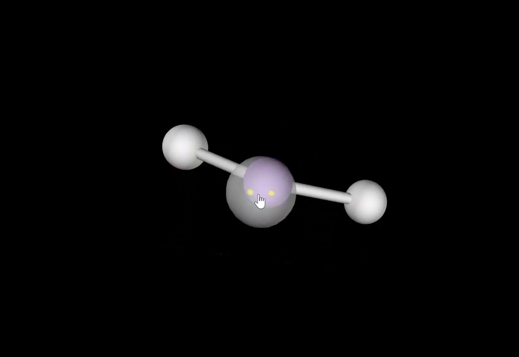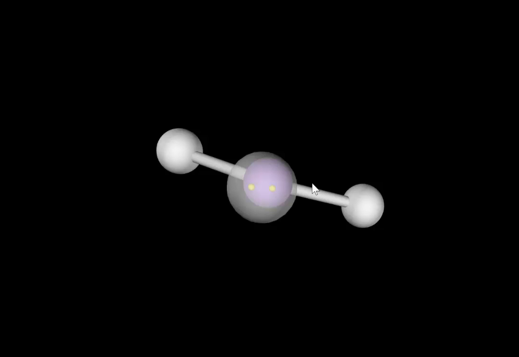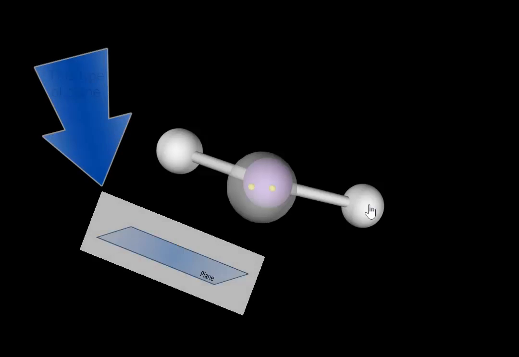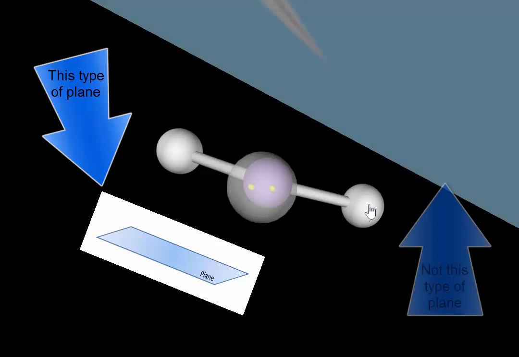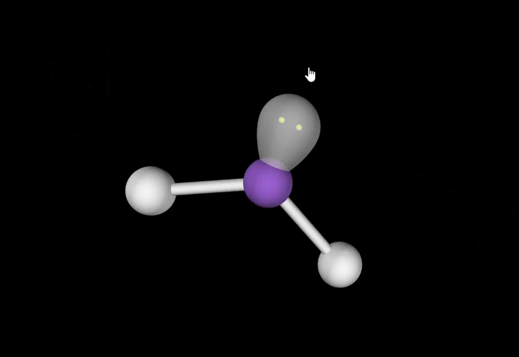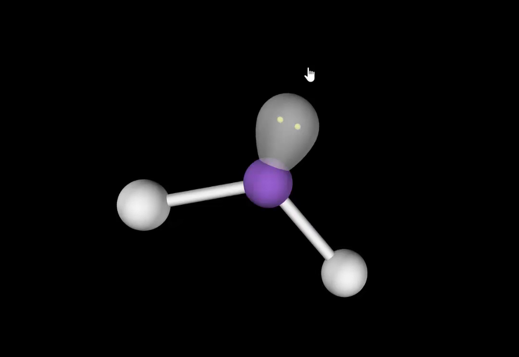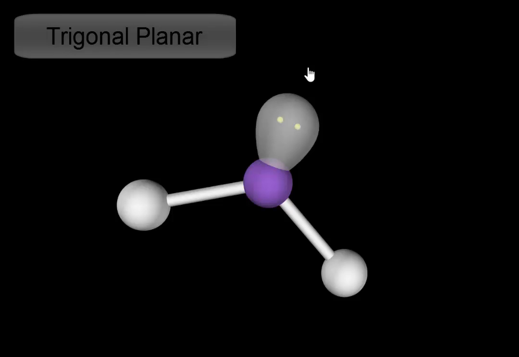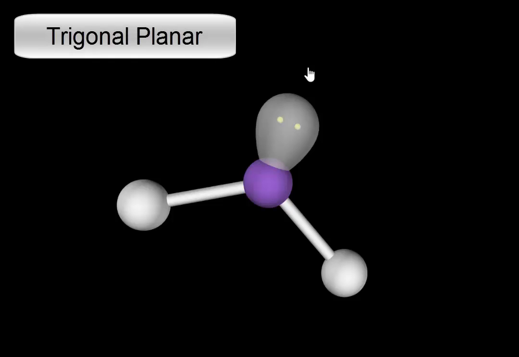Now if I manipulate it around a little bit more, maybe in this direction, you can see my molecule too is flat. Well, that's called being in a plane, just like sitting on a sheet of paper. And in fact, we call this planar. Now, because the molecule is also like a triangle, we use the word trigonal. Putting the two together, the shape of this molecule is called trigonal planar.